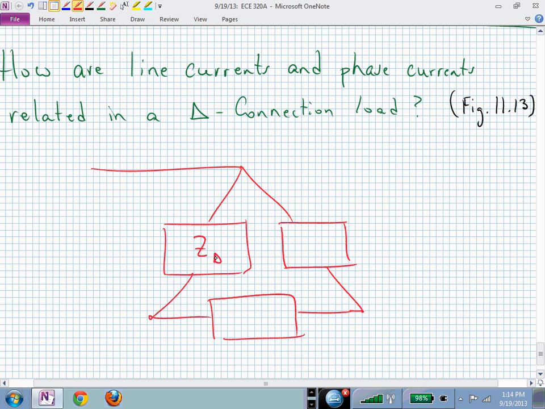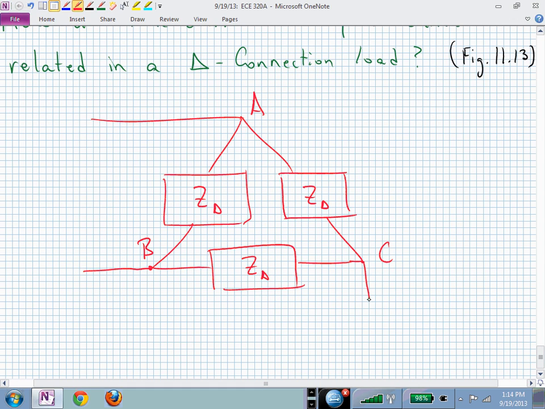let's say this is now our load impedances in a delta configuration. Let's say this is A, this is B, and this is C. Here is our line current, I sub AA. Then we have our A phase current, I sub AB. And then we have our other phase current that we need to keep track of. And that's coming from terminal C to terminal A. That's now I sub CA.